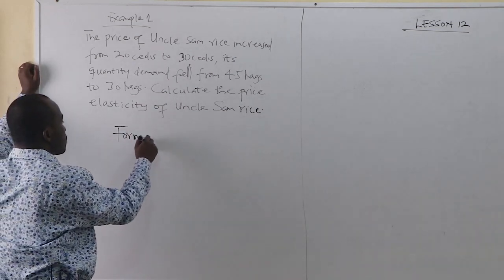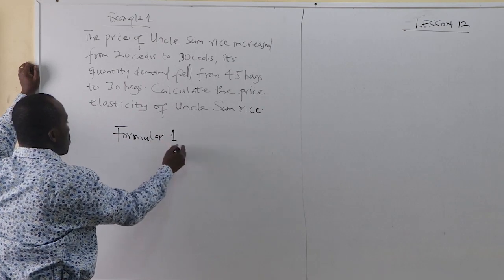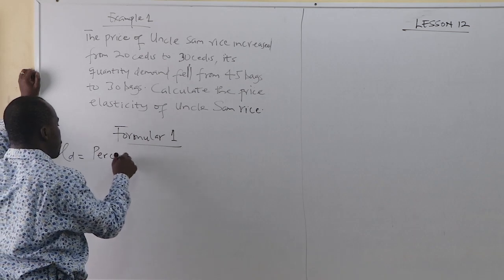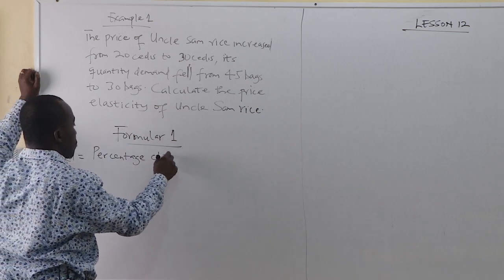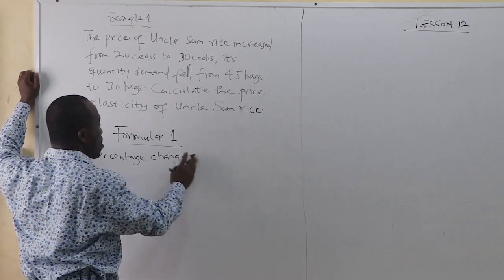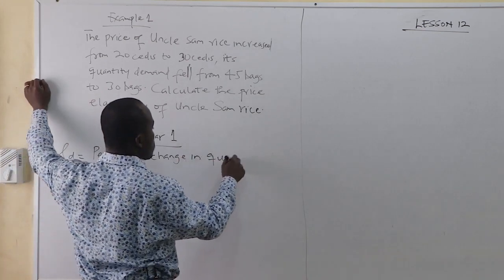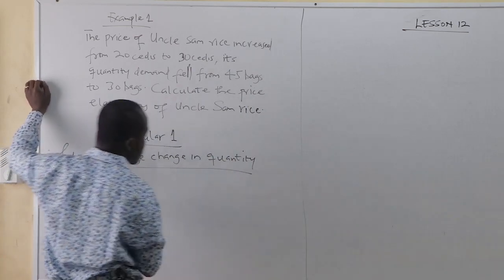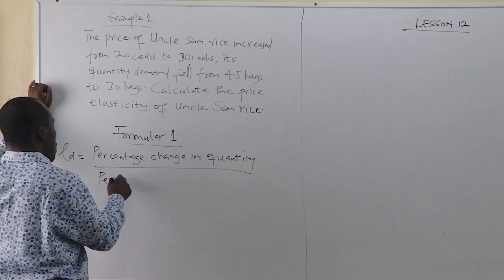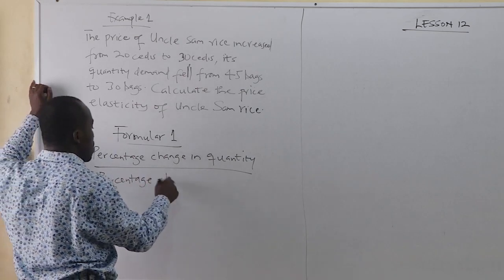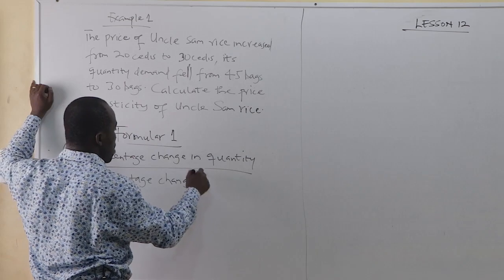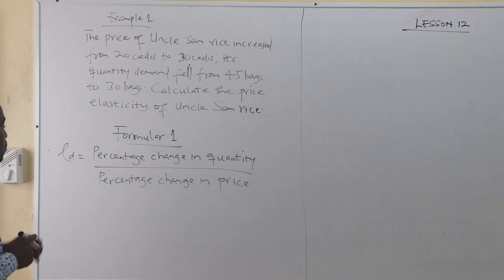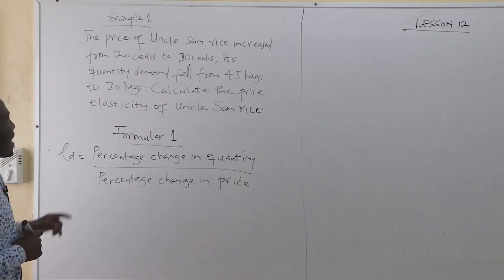In formula 1, the elasticity of demand is equal to the percentage change in quantity demanded divided by the percentage change in price. Right? So let's see. First, what is the new price?